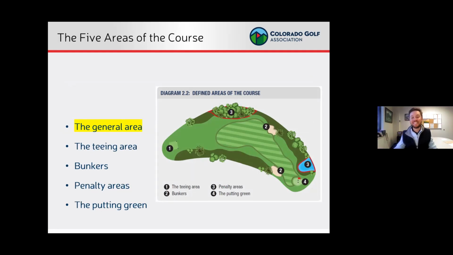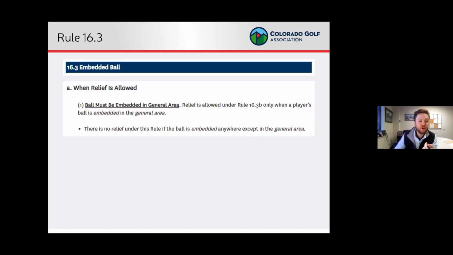We're going to start looking at sand in the general area. That exists. And where it's not allowed and where it is allowed. So again, must be in the general area here for this relief to happen. And it says there is no relief under this rule, like I mentioned, if the ball is embedded anywhere except the general area. So again, if it's embedded in the bunker, that's expected. Penalty area, we've got Rule 17 to cover that, or you're playing tough.